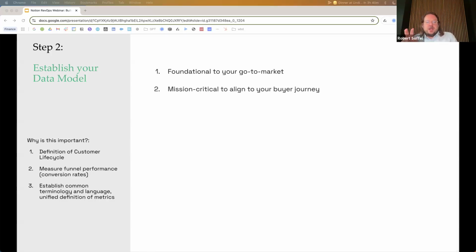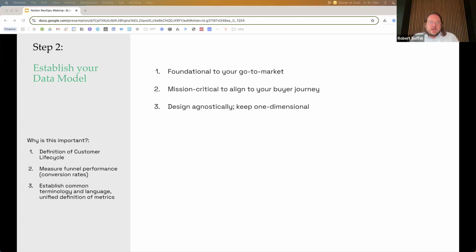The next thing, and I share this with every single client I work with, it's mission critical to align your data model, to align your sales process, align everything to how your buyers buy. You shouldn't be doing it in a vacuum. It should be based on how your buyers buy. You need to meet your customers where they are. And so that data model should mirror how your customers buy your product and service. Again, we can talk about that in a bit.